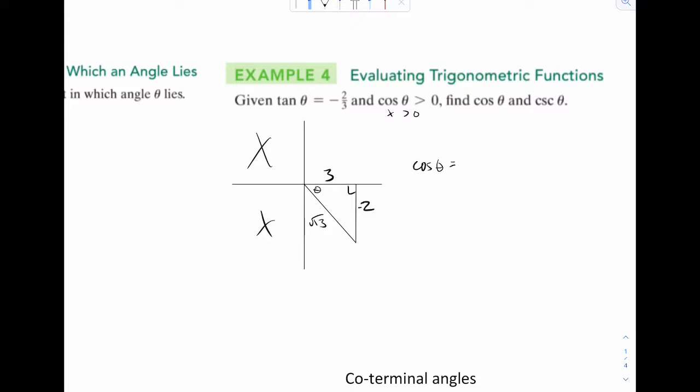Cosine should be 3 root 13 over 13. And cosecant theta should be root 13 over negative 2.